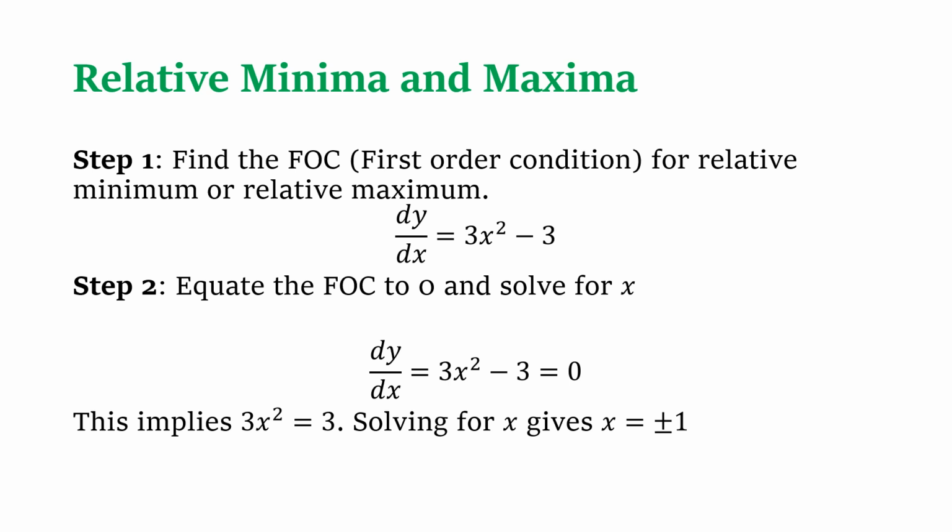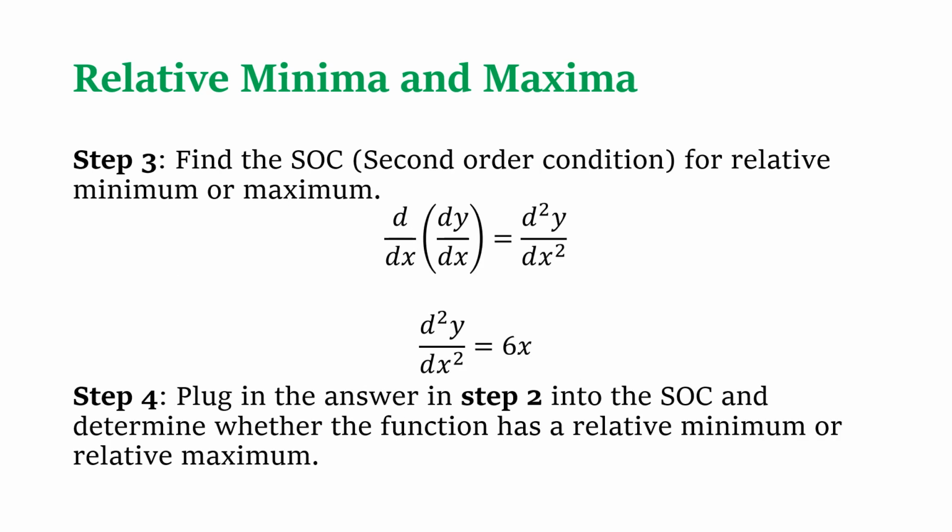If we differentiate, the first order condition here, we have 3x squared, minus 3. That one is self-explanatory. And then we equate the FOC, the first order condition, to 0 and solve for x. dy/dx equals 3x squared minus 3 equals 0. Now if we equate that, we're going to have 3x squared equals 3. So if we solve for x, x equals plus or minus 1, right? Take the 3 to the other side, and then you divide both sides by 3. You get 1. The square root of 1 is just 1, so it's plus or minus 1.